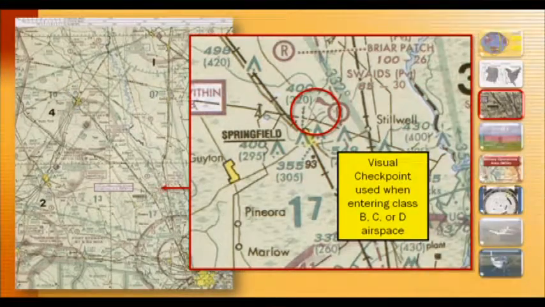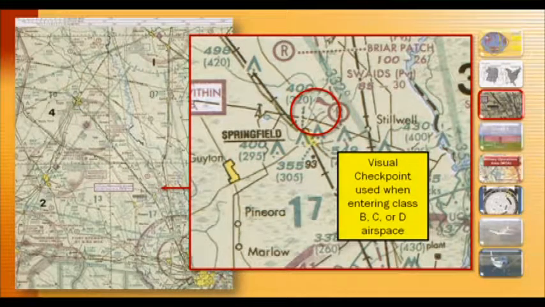The name of the checkpoint in this case, Springfield, is underlined and printed in bold type. Now, visual checkpoints are associated with buildings and other prominent landmarks such as small towns. When possible, always fly near these checkpoints and use them to report your position to a control tower or an approach control when you want to enter their airspace.